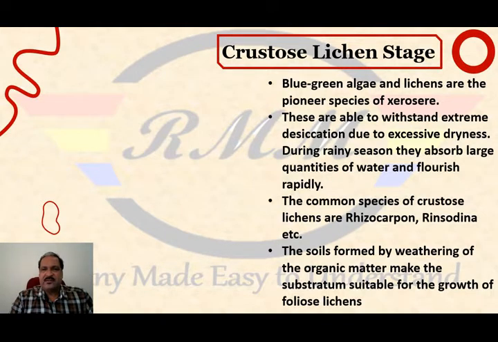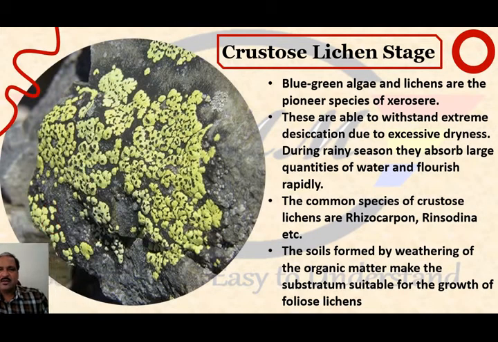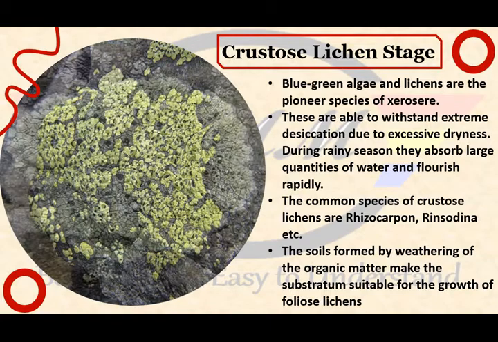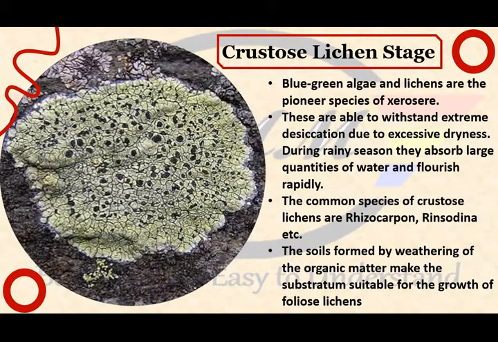Migration to distant rock takes place either by spores or sporidia by wind. The common species of crustose lichen are the Rhizocarpon, Rhinzoidea, etc. These lichens produce certain acids which bring about the weathering of rocks. Thus, these lichens begin the long and slow process of rock disintegration. Rock particles and dead organic matter of lichen accumulate and become mixed with the small particles of the rock to form a thin layer of moist soil on the rock. The soil formed by weathering of organic matter makes the substratum suitable for the growth of the next community of plants, that is the foliage lichen.